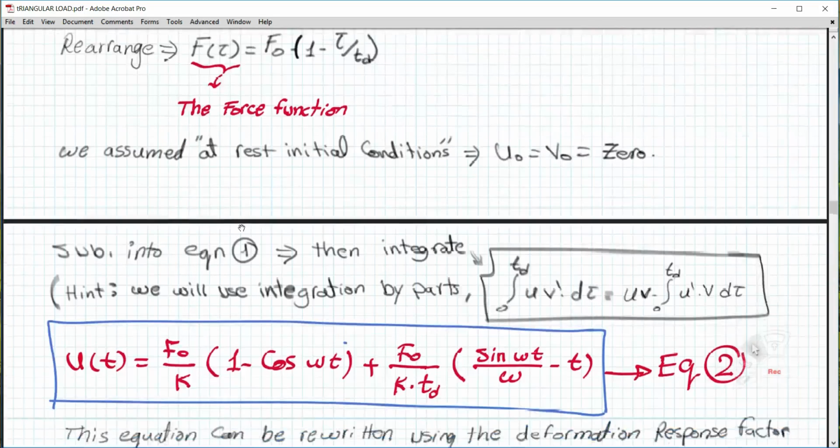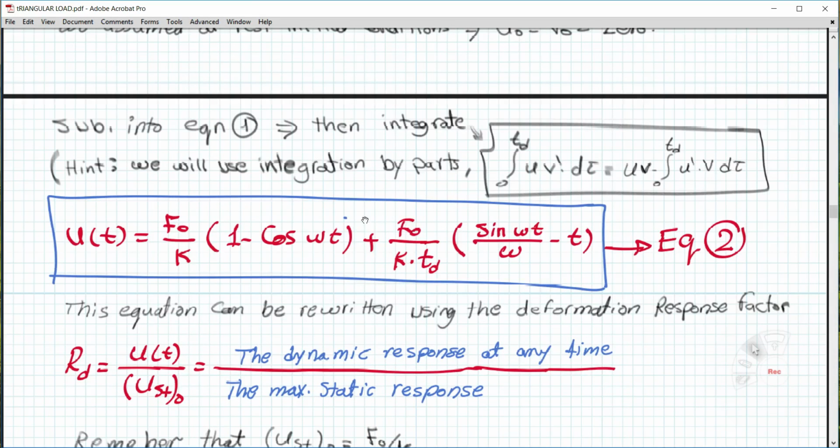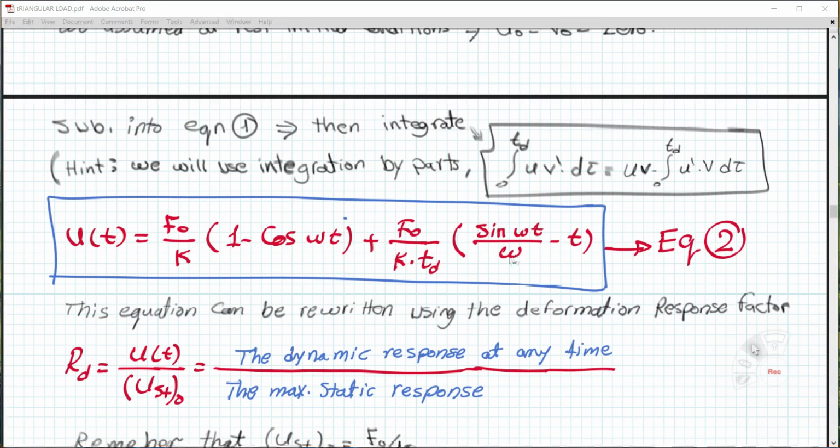So based on that, we are going to use integration by parts. This means that we are going to find the final equation, or the response of our system, which is going to be F node over k times 1 minus cosine omega t plus F node over k times td sine omega t over omega minus t. We are going to call it equation number 2.